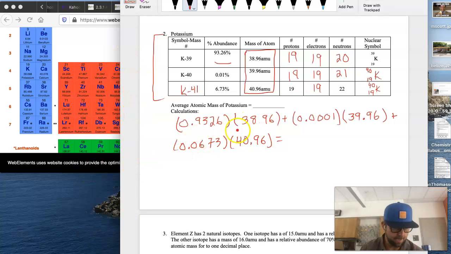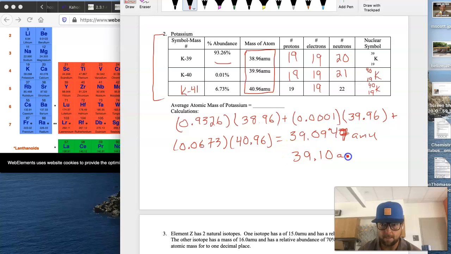After typing in the calculator, I get 39.0947 AMU. We're going to round that because all of these were given as 4 sig figs. So 39.10 AMU. If I look on the periodic table, that is very, very close to the 39.098 shown, or 39.10 on some periodic tables. So it's really nice to see if your calculated value matches up with the average value that's on the periodic table. That's if you know the element.